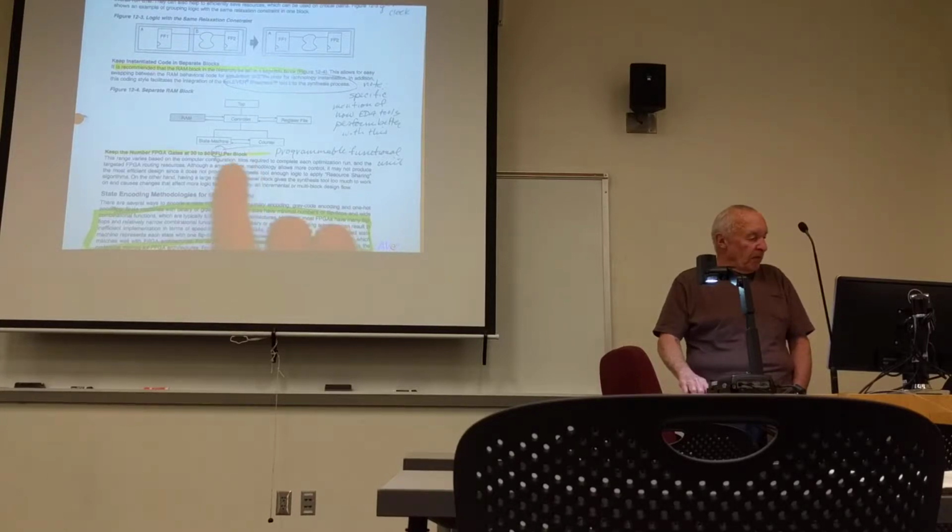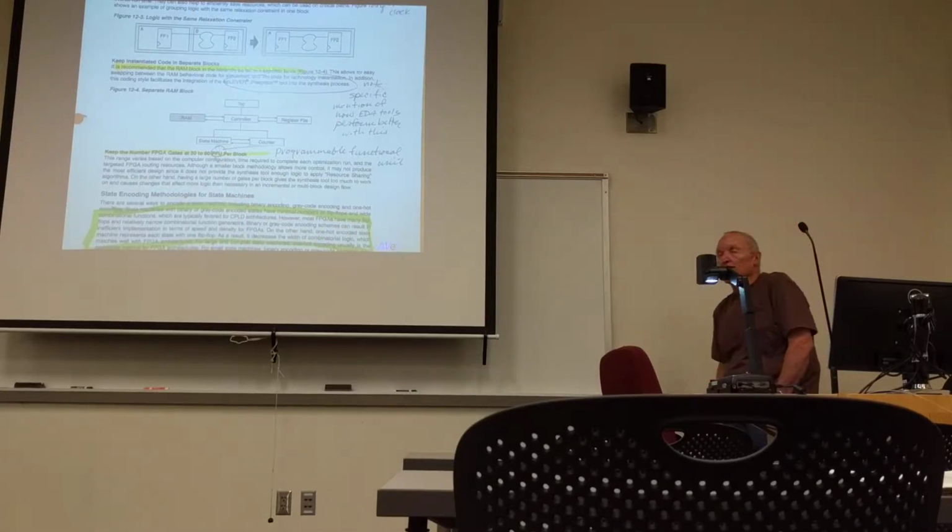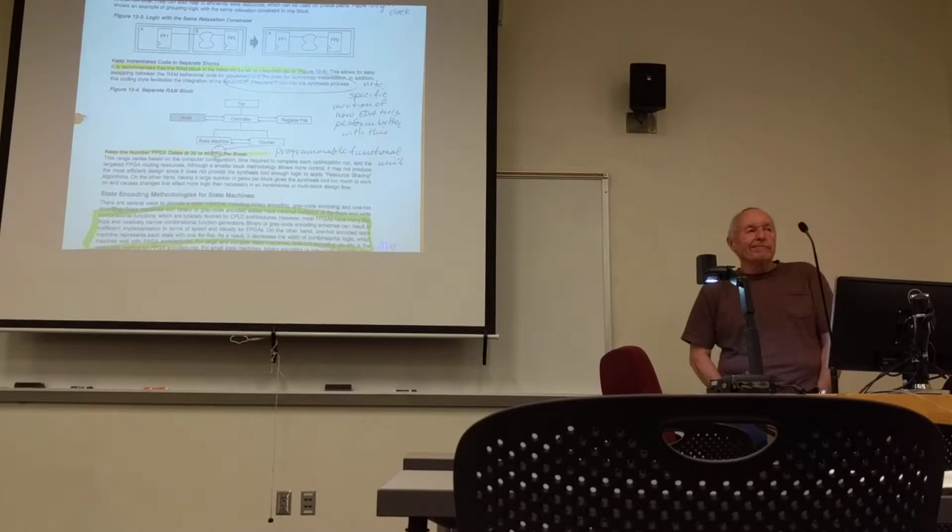It says keep the number of FPGA gates at 30 to 80 PFU per block. PFU is a programmable function unit, which is another name for configurable logic block. What they're saying is don't try and put too much logic into one module. Take a look at the number of equivalent gates it would take to implement it, and split those into separate modules if necessary.